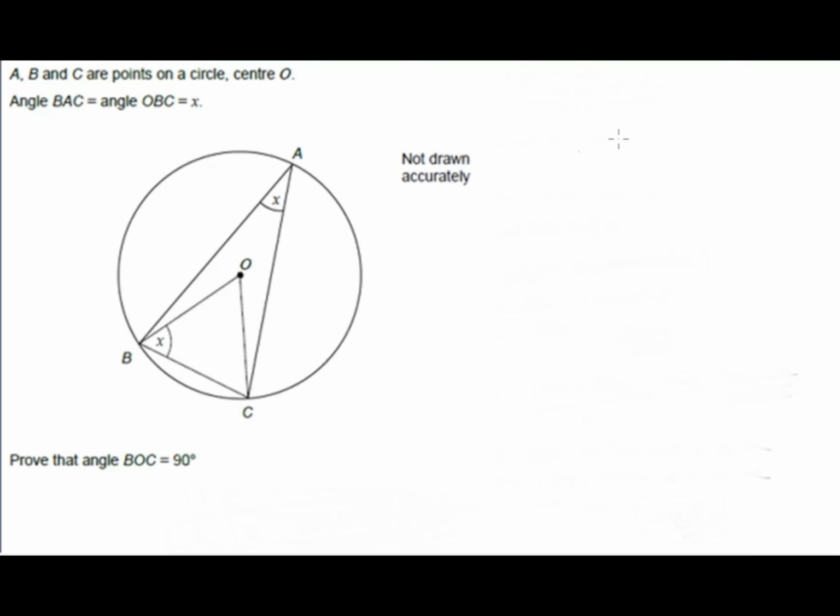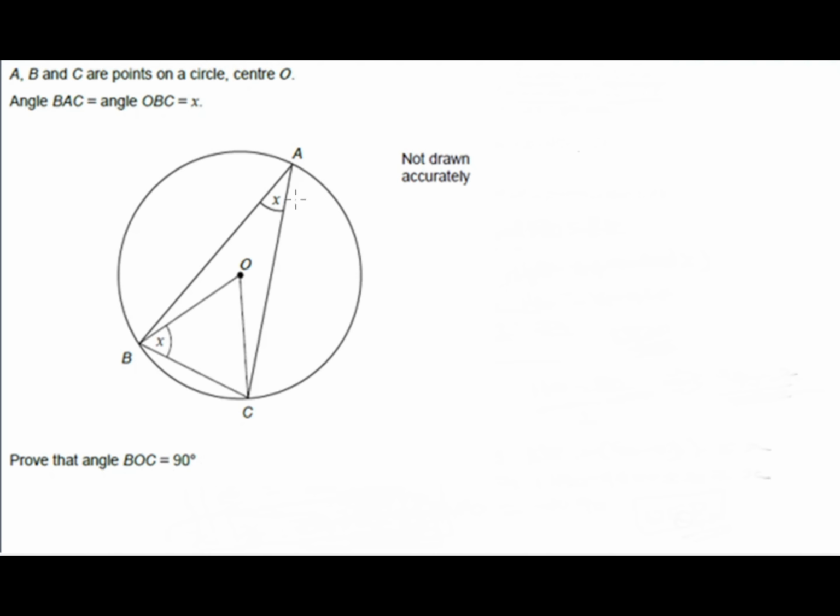Now today we're going to look at this geometric proof question. So here we have A, B, and C are points on a circle with center O. Angle BAC is equal to angle OBC, which is equal to the angle x. Now the question is asking us to prove that angle BOC is equal to 90 degrees.